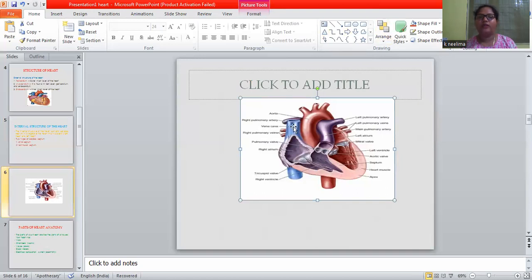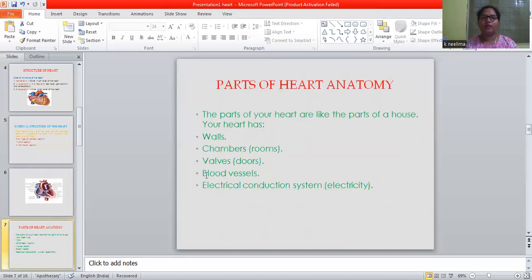And coming to the pulmonary artery, it arises from the right ventricle. It moves the deoxygenated blood to the lungs, and after the lungs the blood is carried by the pulmonary veins. We will discuss that later, and move on to the next topic.